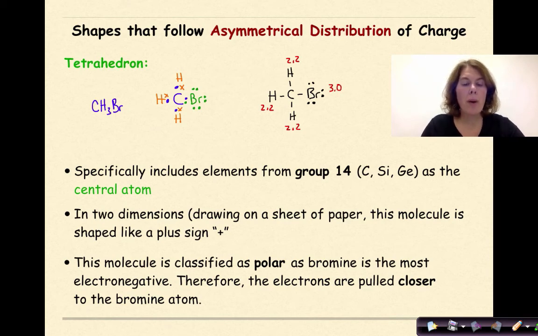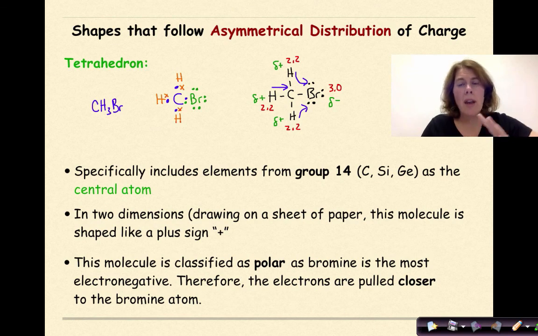So if we were to put partial positive and partial negatives here, we know that the hydrogens would be slightly positive, and the bromine is going to be slightly negative. So when we do our polarity arrows here, it looks sort of interesting because all the electrons basically just get pulled towards the bromine, which means it most definitely has an asymmetrical distribution of charge. We're not seeing a mirror image here, and everything gets pulled to the more electronegative element.